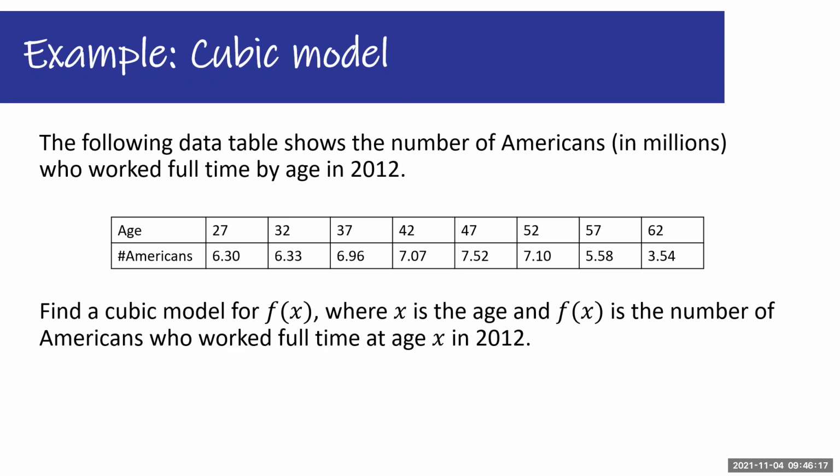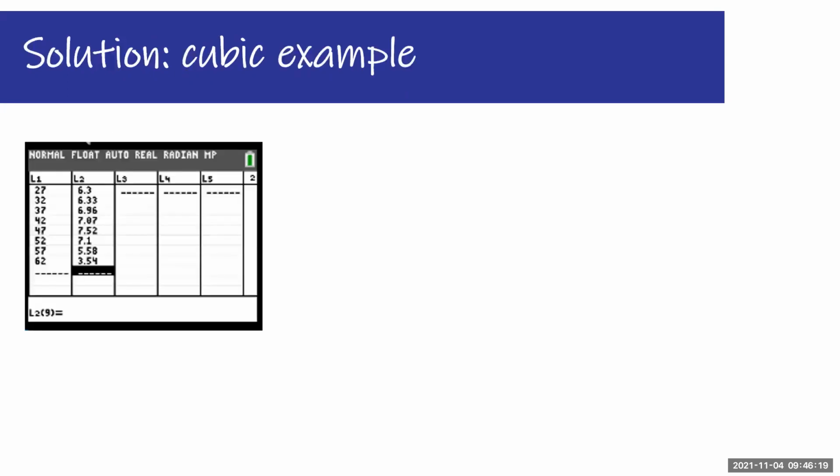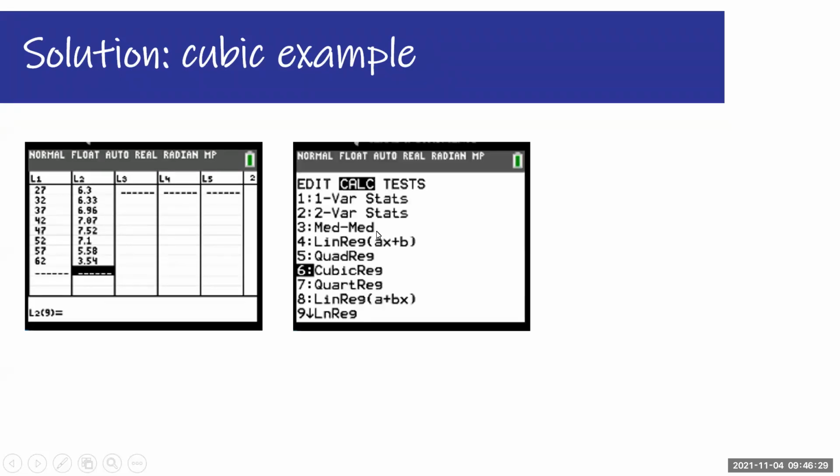We want to put that information into our calculator. Remember in L1 and L2. So in L1, we're going to have our x values. In L2, we're going to have our f of x values. And then we're going to go to calc, and we're going to choose cubic reg. It should be right below your quadratic regression. So remember, we've done linear, we've done quadratic, and now we're doing cubic.